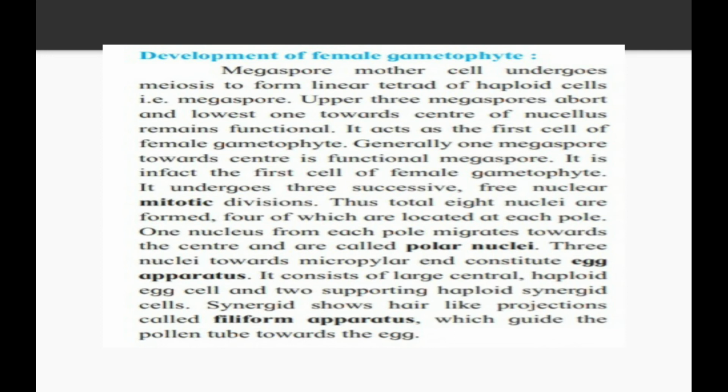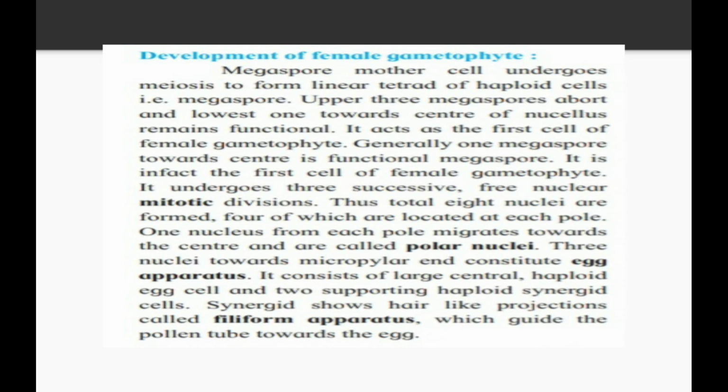The upper 3 megaspores abort and the lowest one, towards the center of the nucellus, remains functional. It acts as the first cell of the female gametophyte. Generally, one megaspore towards the center is the functional megaspore. It is in fact the first cell of the female gametophyte. It undergoes 3 successive free nuclear mitotic divisions. Don't get confused over here. Whatever MMC is there undergoes the meiosis process, and the functional megaspore undergoes the mitosis process.